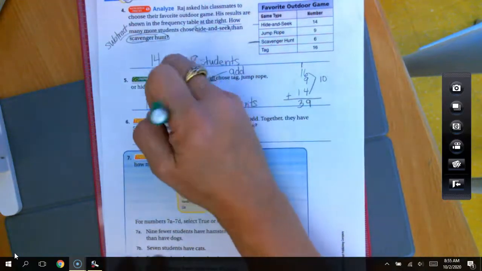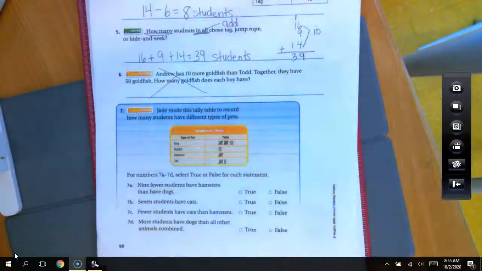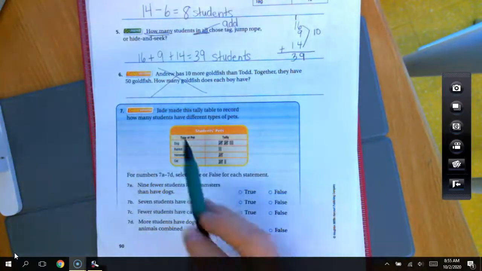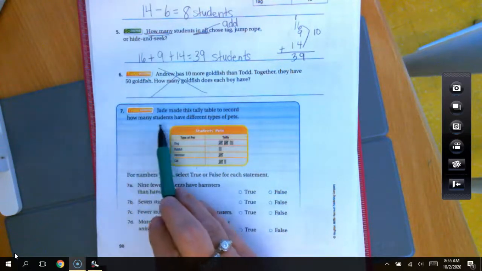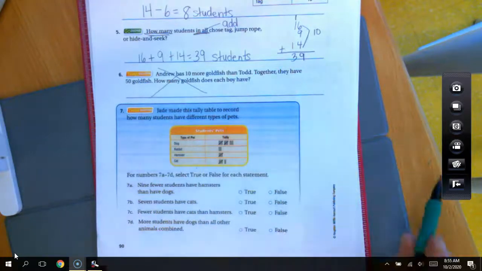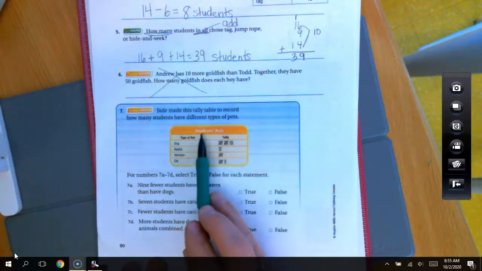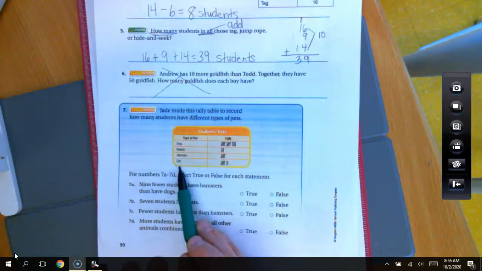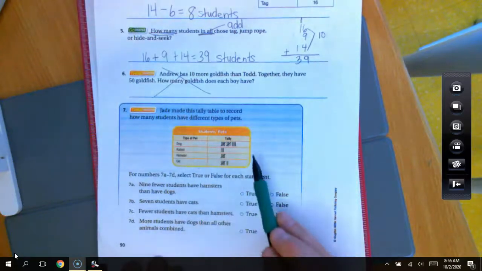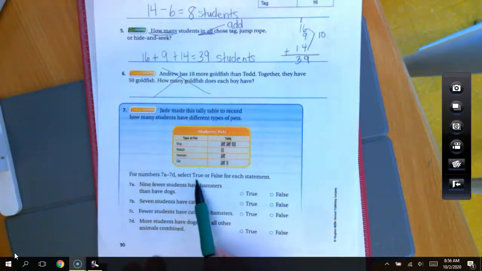All right, we are going to skip number 6, and let's look at the bottom number 7. It says, Jade made this tally table to record how many students have different types of pets. Here I have my tally table, and it's about students' pets. I have the type of pet: dog, rabbit, hamster, and cat, and then I have my tally marks. It says for numbers 7A through 7D, select true or false for each statement.